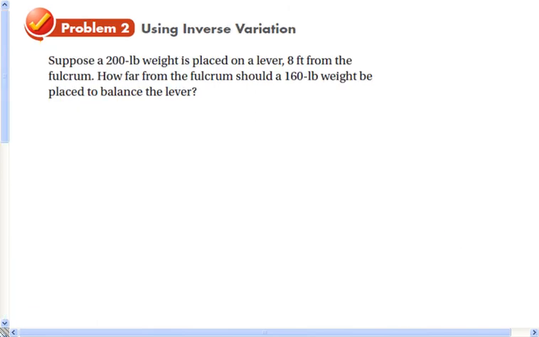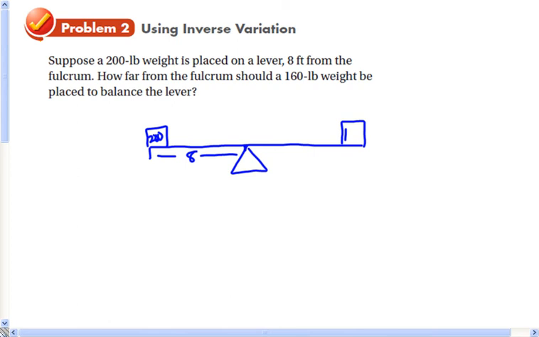All right, here's a problem that is an inverse variation. It says, suppose a 200-pound weight is placed on a lever 8 feet from the fulcrum. I'm going to draw a little picture of a fulcrum here. And then our distance is 8 feet from here to here. And there's 200 pounds there. Like that. How far from the fulcrum should a 160-pound weight be to balance the lever? So let's put a 160 out here.